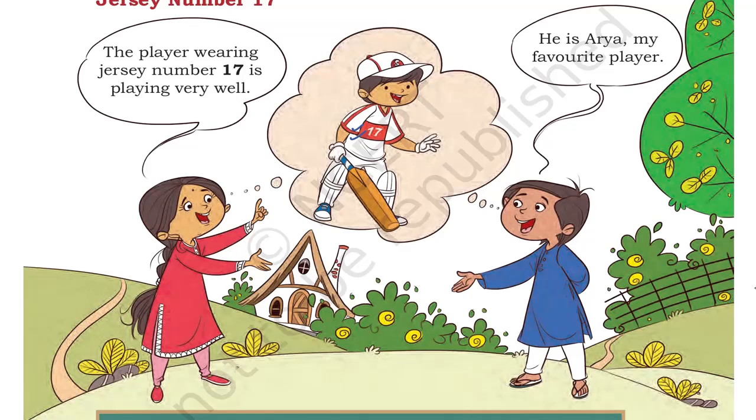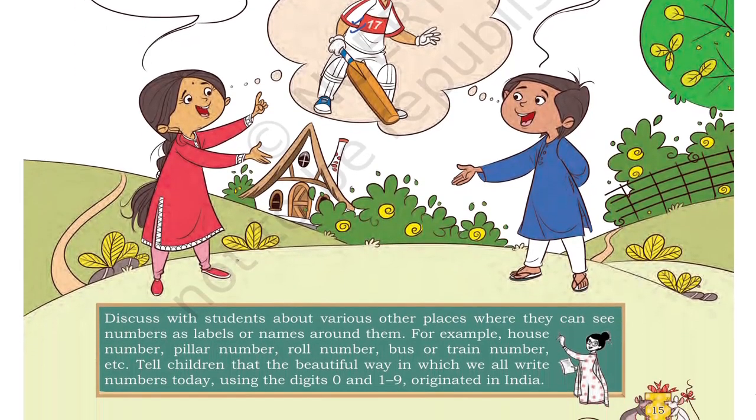So the numbers have a great significance in mathematics, not only mathematics, but also in our day to day life. For example, you can see the numbers on the bus routes, on the trains, the roll numbers, the appointment numbers when you go to the doctors, the pillar numbers, the house numbers, so many things, right? And you can see numbers around us in so many places.